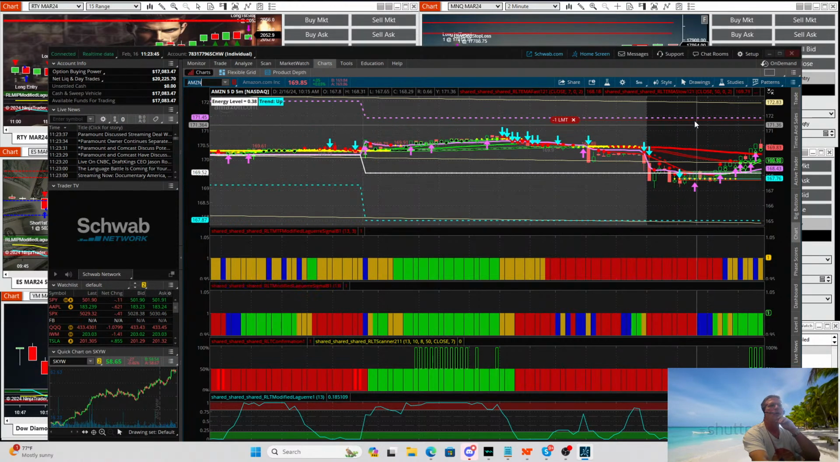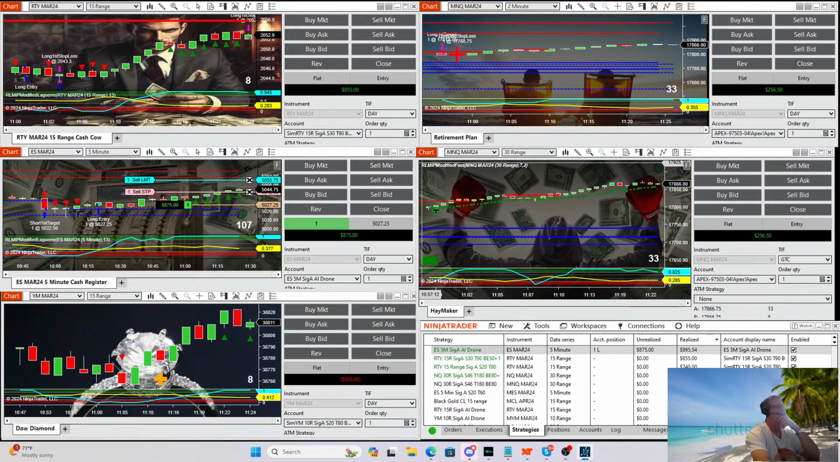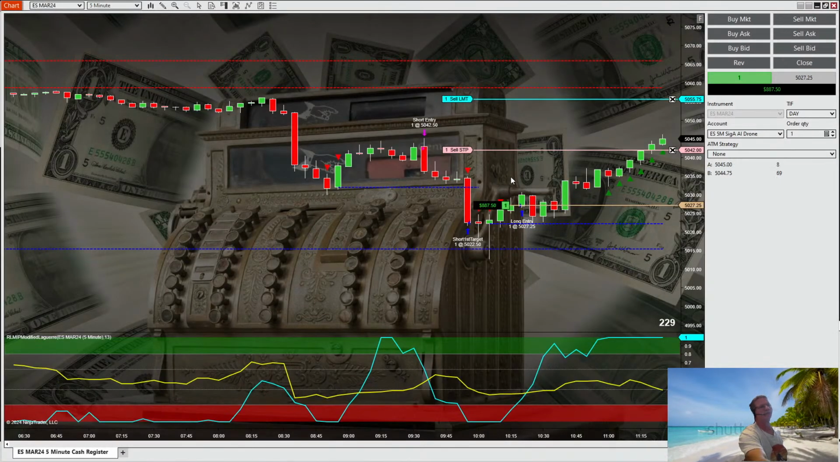I got a couple of calls here on this Amazon, but you could see here, just like the ES, it's bouncing back. All right, so it took us out of that Russell trade. We're still in this E-mini, and as soon as this E-mini trade closes, we're going to call it a day. I just wanted to let this play out, see if we can get all the way up to our profit target there.